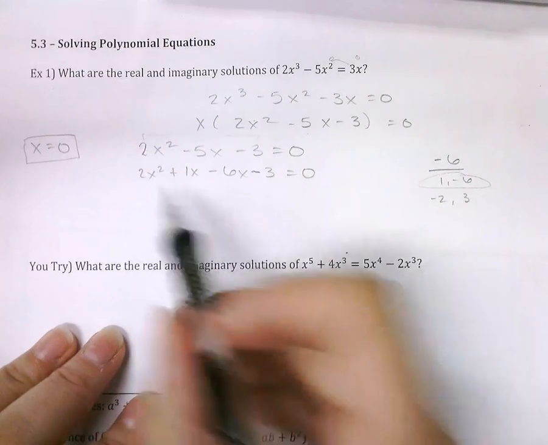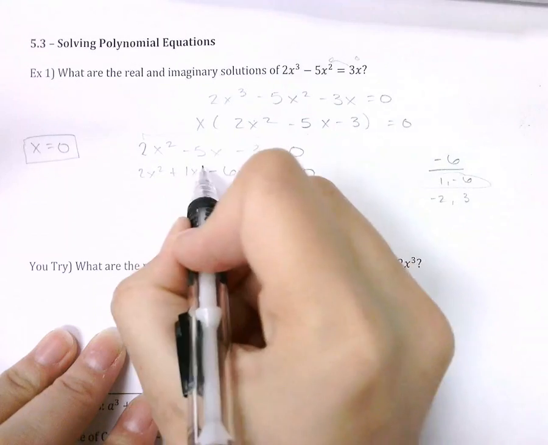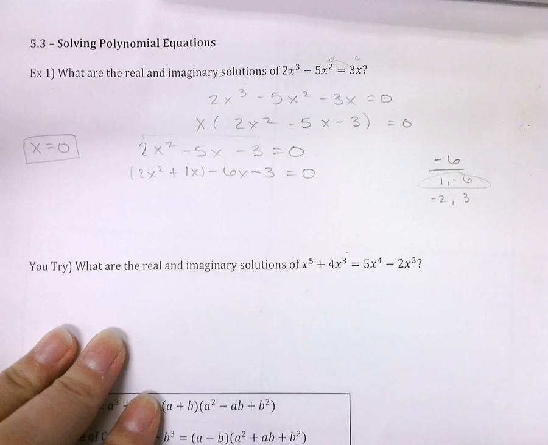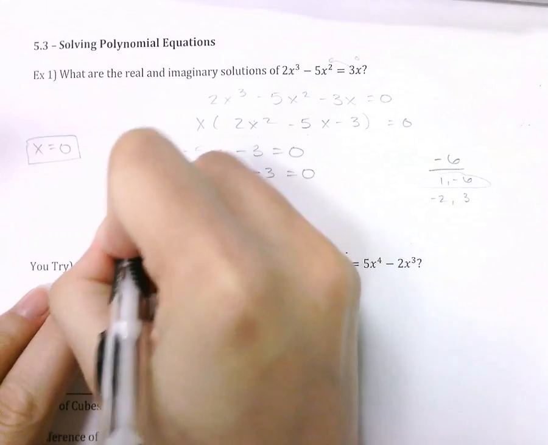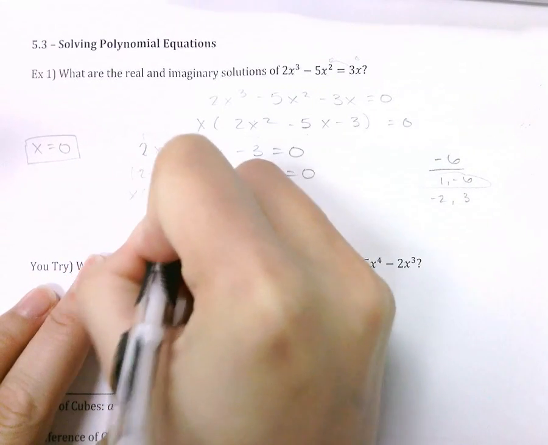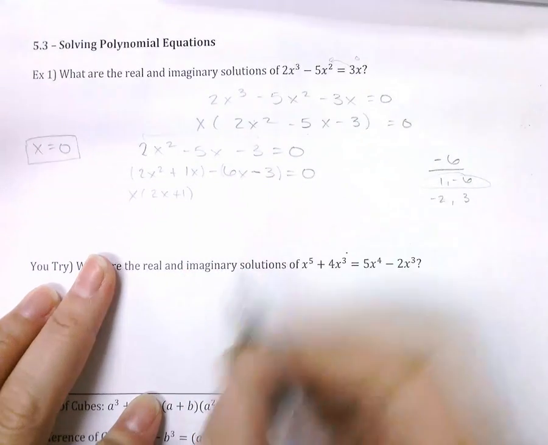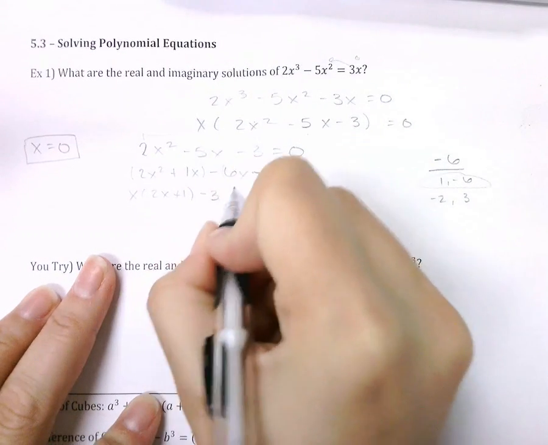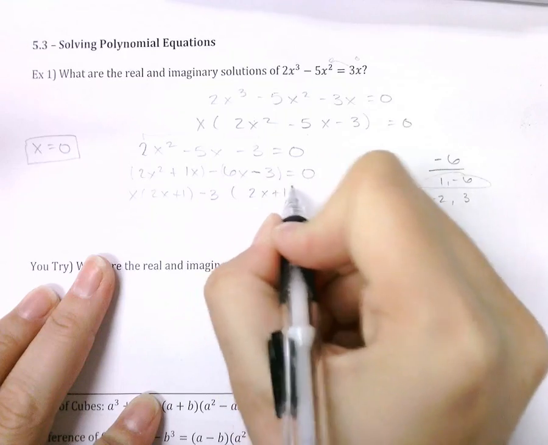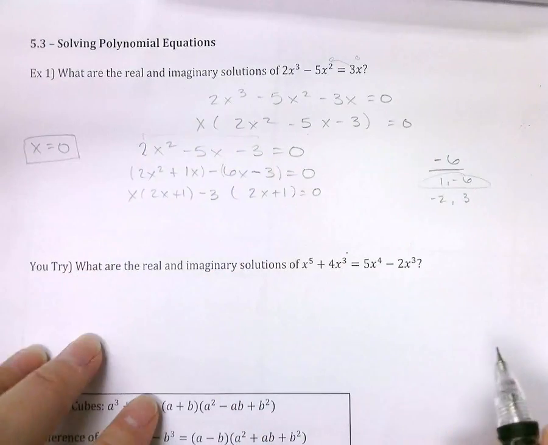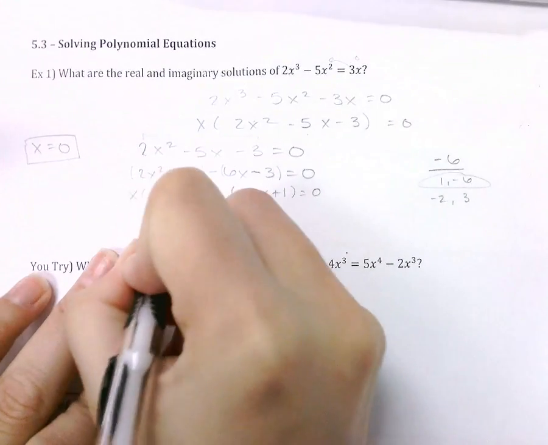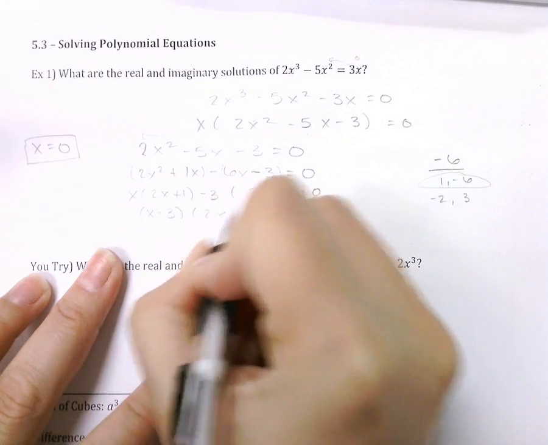We want to take out a greatest common factor out of the first two. So what are we going to take out? I took out an X. And then you're left with 2x plus 1. And then the second group, we want to take out a -3, and then we're left with 2x plus 1. So our factors are x minus 3 and 2x plus 1.